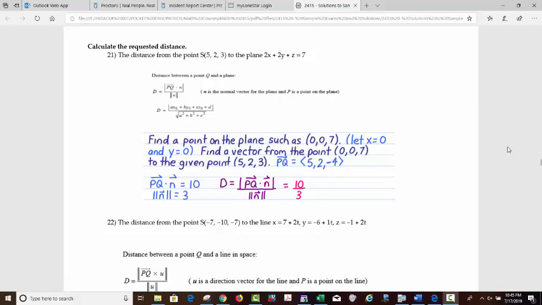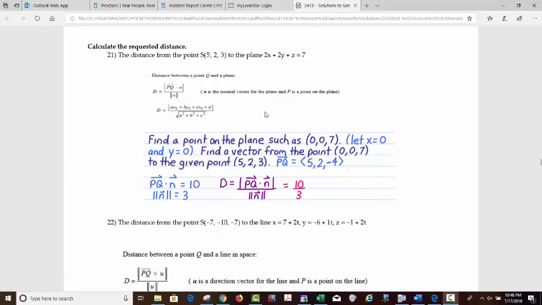All right, let's look at problem number 21 on this exam 1 sample problems. We want to find the distance from the given point to the given plane. So we're going to use this little formula right here. There's two ways you can kind of do it. The bottom formula works well if it's between two planes, as I showed in my notes.